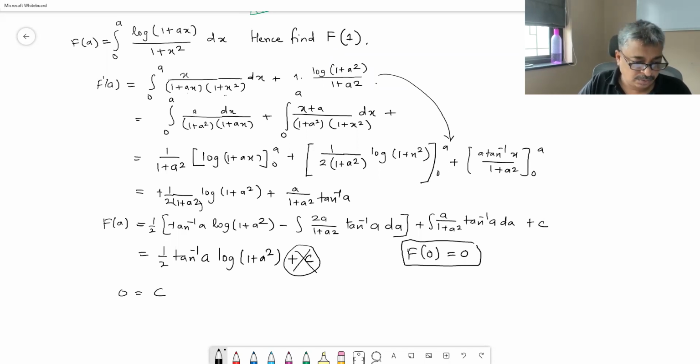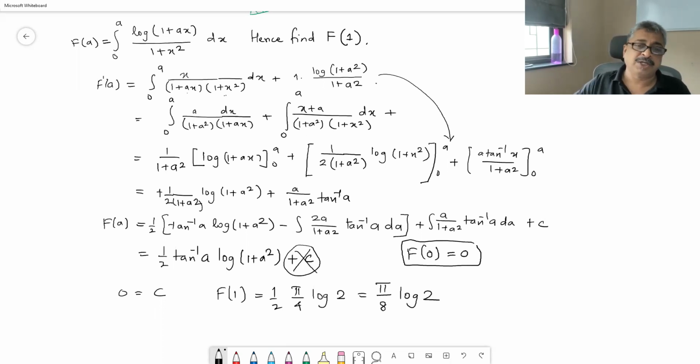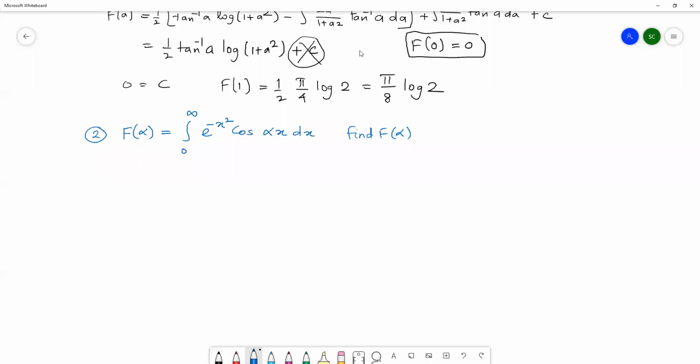Now you are supposed to put the value of 1, I mean F of 1. So F of 1 is equal to half tan inverse 1, which is pi by 4, log(1 plus 1 square), which is 2. Hence the answer is pi by 8 log 2. That is the complete story. This problem requires almost everything: integration by parts, integration by partial fractions, derivative under integration, etc. Questions?